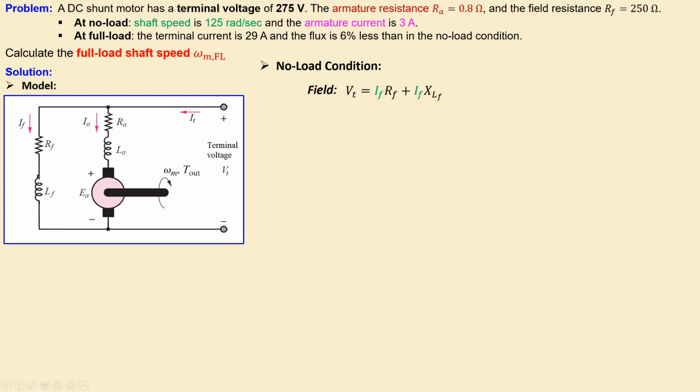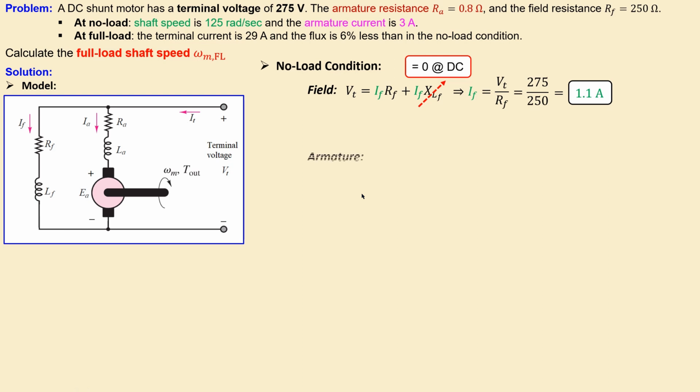Now we know we work in this DC system, so we know that the reactance of this inductor LF will be 0, and then we have this simplified expression to calculate the field current, and that is just 1.1 amperes. This is also true for the full load condition, which will be discussed shortly. Okay, we have now our field current. Let's also look at the armature part.